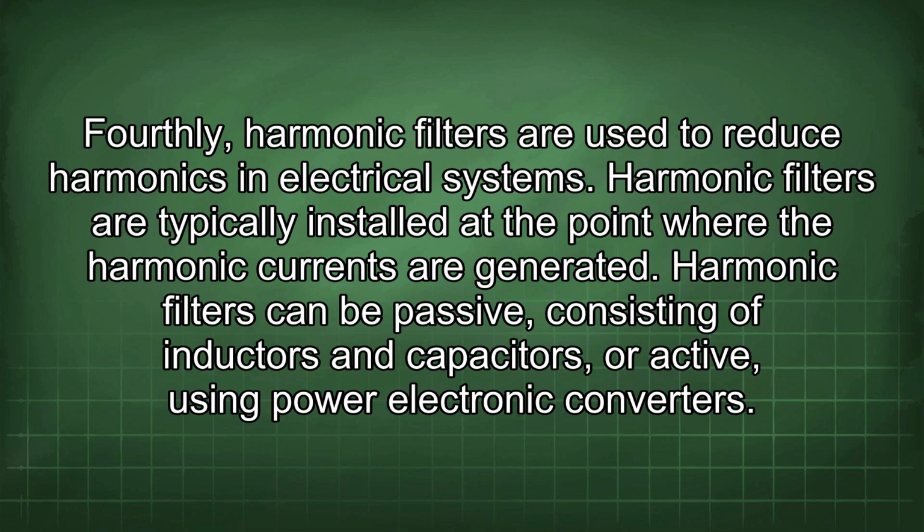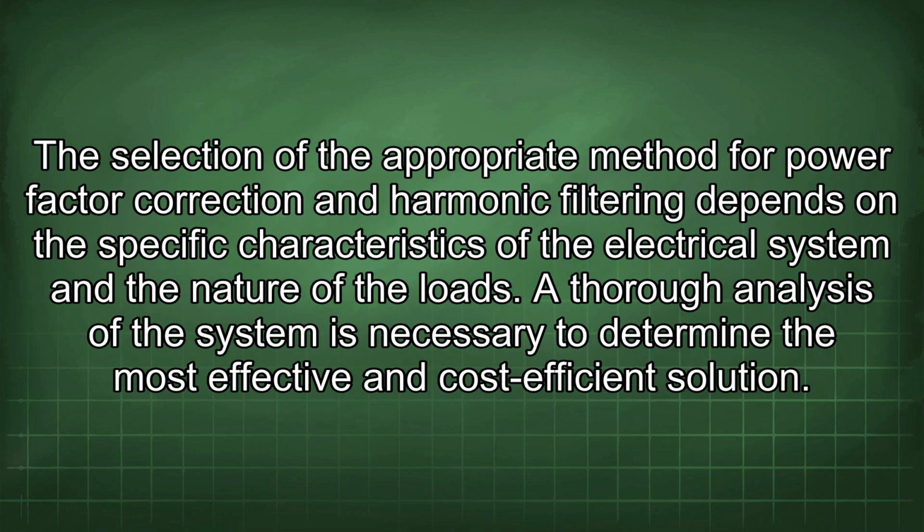Fourthly, harmonic filters are used to reduce harmonics in electrical systems. Harmonic filters are typically installed at the point where the harmonic currents are generated. Harmonic filters can be passive, consisting of inductors and capacitors, or active, using power electronic converters. The selection of the appropriate method for power factor correction and harmonic filtering depends on the specific characteristics of the electrical system and the nature of the loads. A thorough analysis of the system is necessary to determine the most effective and cost-efficient solution.